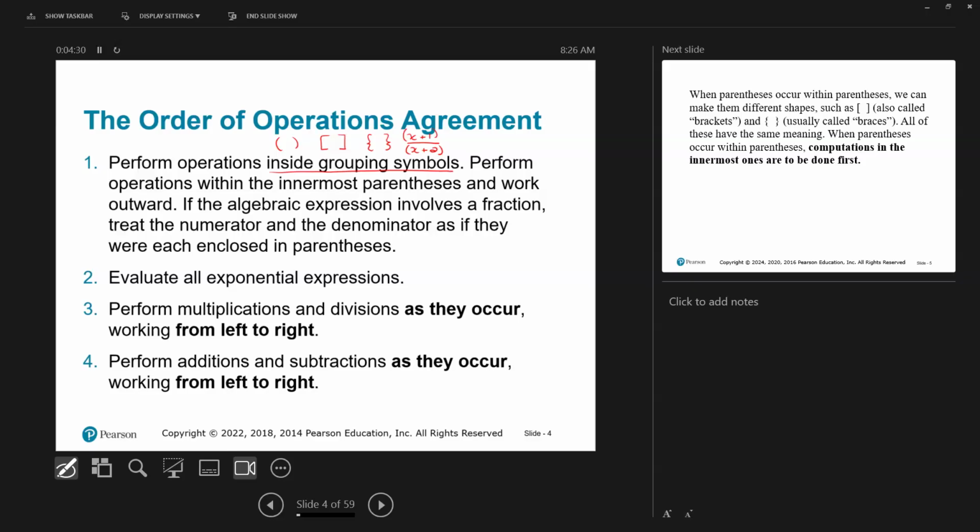We like to evaluate all exponential expressions. So now we're talking about squares. We're also talking about square roots because, believe it or not, this is also an exponent. So our square roots get counted as part of our exponentials. Sometimes it gets thrown into groupings. We like to perform multiplication and division as they occur, working from left to right. So whichever occurs first is the one that we deal with. Like I said, these work together. And then we perform addition and subtraction, once again, in the order in which they occur going left to right.